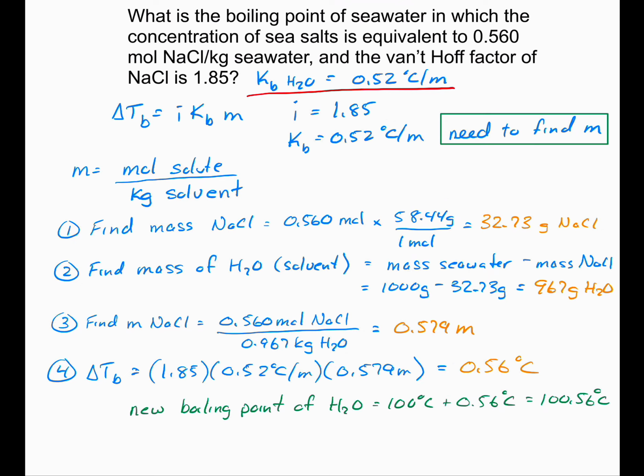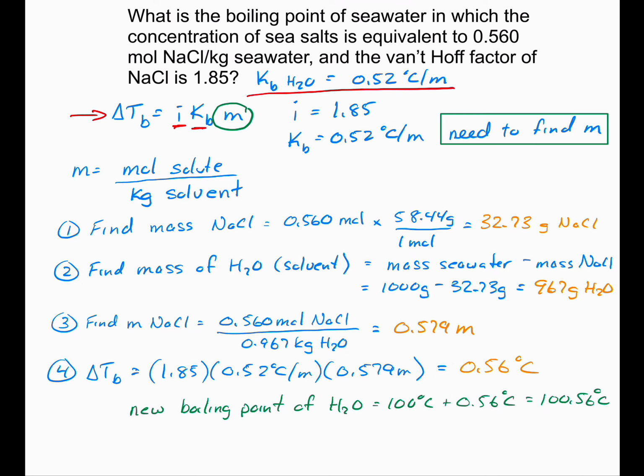Okay, we're asked for what the boiling point is, so what we need to figure out is the boiling point elevation, right? We're adding some solutes, so we need to use this equation here. I is given as 1.85. Kb was given as 0.52 degrees Celsius per m. And then in most of these calculations, what you really have to figure out is the molality.